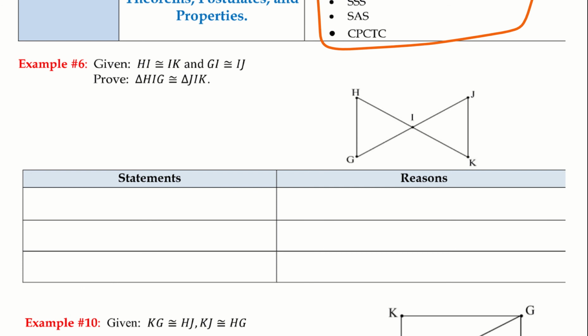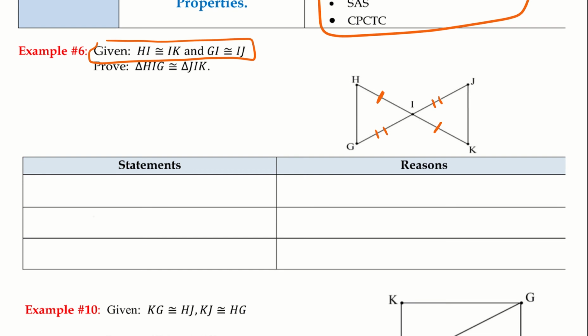One of the first things I like to do is take my given information and mark it on my diagram. Sometimes it is already marked, but in this case, as you can see, it is not marked. So I'm just going to mark it. HI is congruent to IK, and then GI and IJ. All right, so I have those two there.